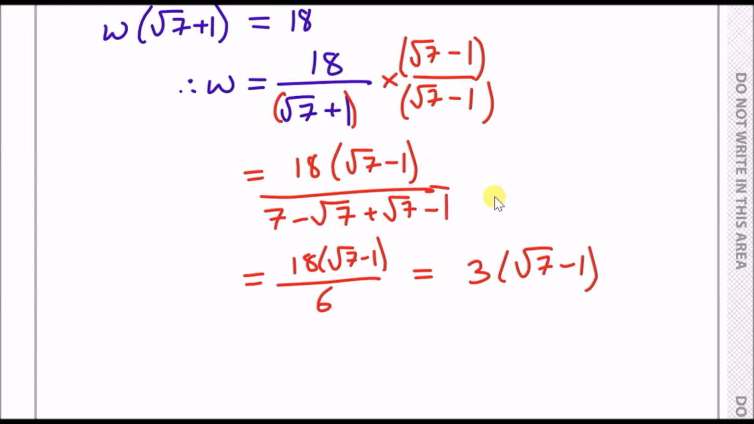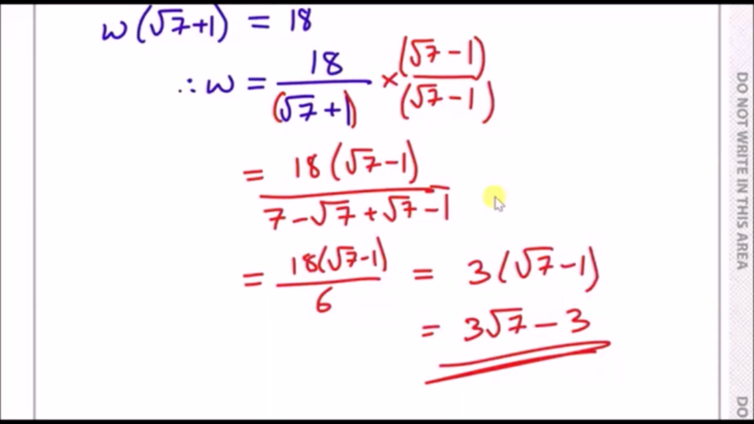And now, guys, I recommend you expand it. So now you're going to get 3 root 7 take away 3. And yeah, we're done, and we got the form they want. You got a constant, you got a number, square root of a number, and another number.